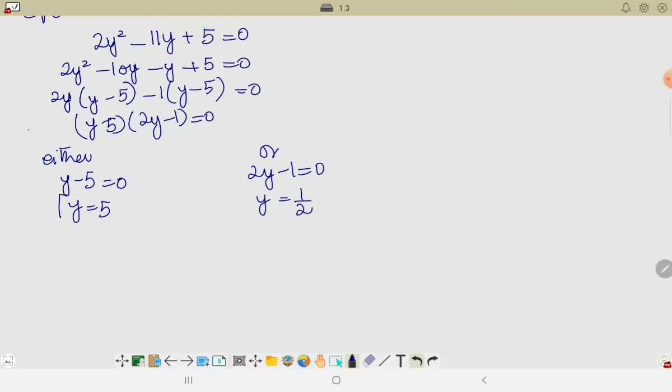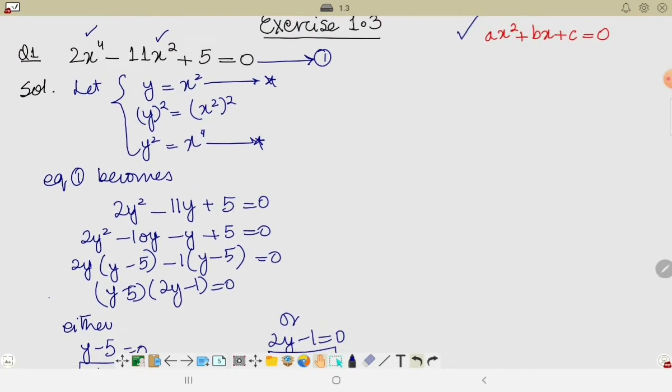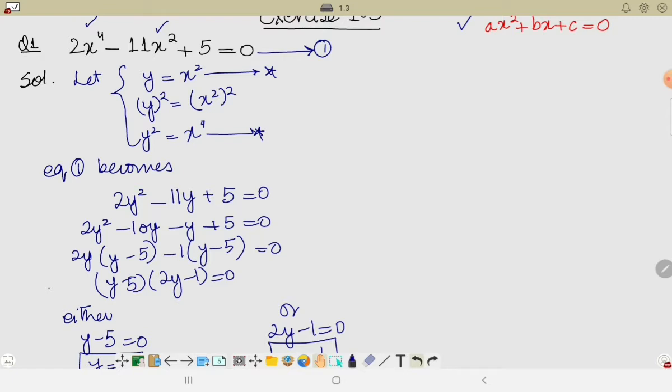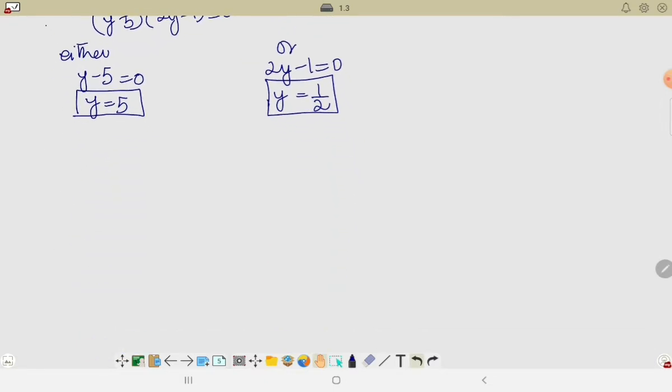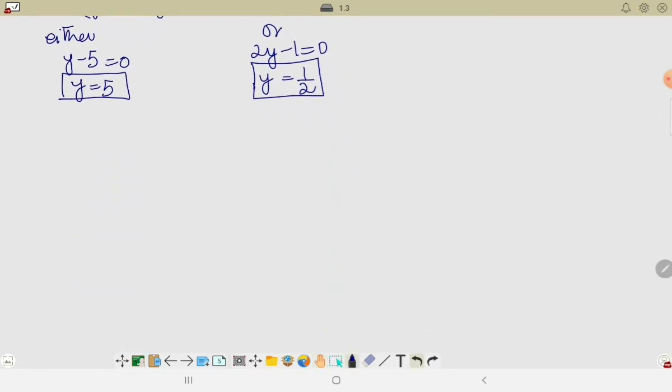So you see these two are actually the values of y, but our equation is in x. So we have to find out the values of x. What we are going to do: we inserted y instead of x square, so we'll return its value. We'll do the back substitution. So now instead of y we'll write x square equal to 5. Here also instead of y we'll write x square equal to 1 by 2. So we just have to find out the value of x.